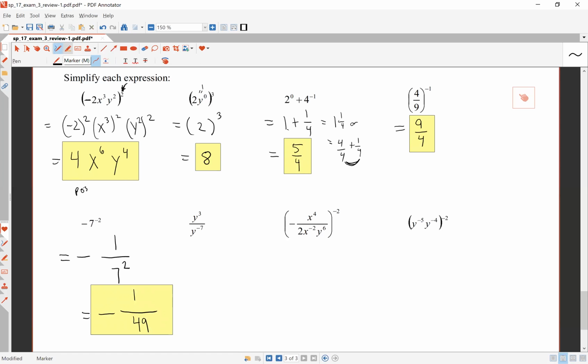Next problem, y cubed over y to the negative 7. The negative exponents move top to bottom or bottom to top, but the positive exponents stay right where they are. So y cubed stays, and the y to the negative 7 goes to the top as y to the 7th. You could think of this as being over 1 if you like, but that's just y cubed times y to the 7th. And now those exponents add and give us y to the 10th.